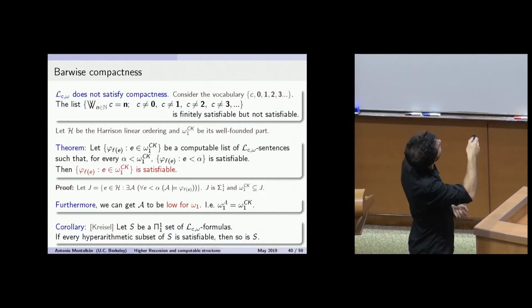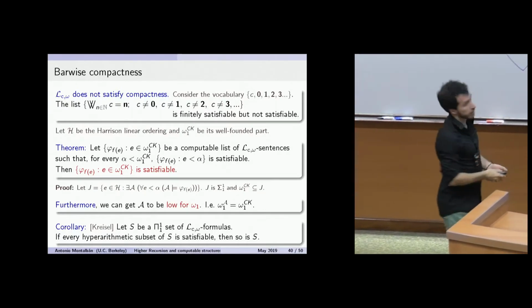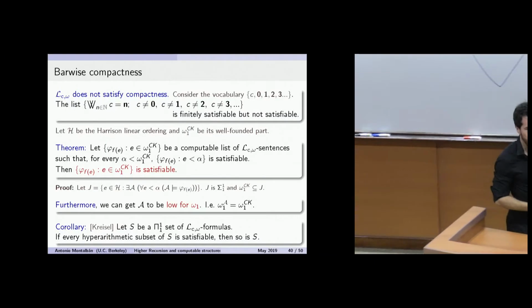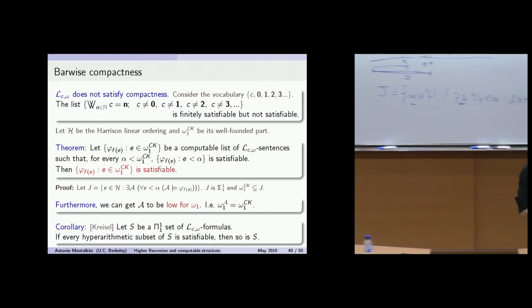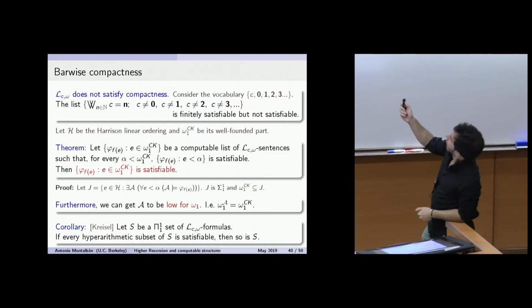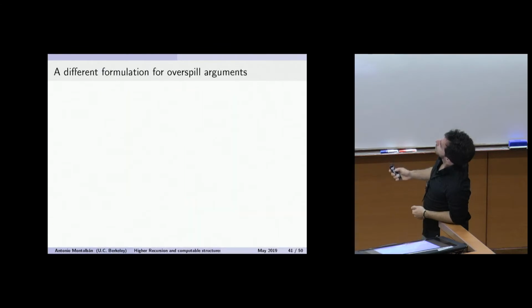Okay, so this is Barwise compactness. It's that theorem that was used in the slides that I didn't let you read before. And it's used for many proofs. So we are going to use it today for the last section of the lectures.